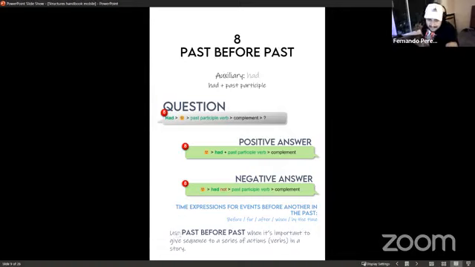And as you say in the bottom, it says use past before past when it's important to give a sequence to a series of actions in a story. It's important and relevant to mention that I drove for one hour for the story. For the anecdote, it's relevant to say what happens first.